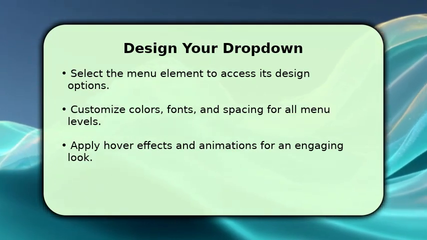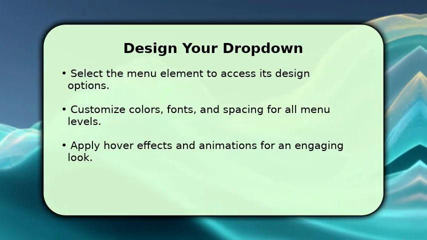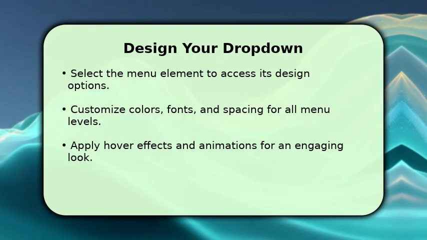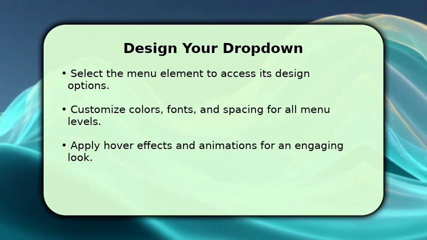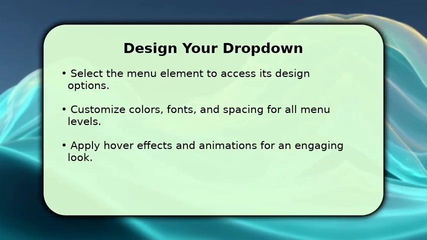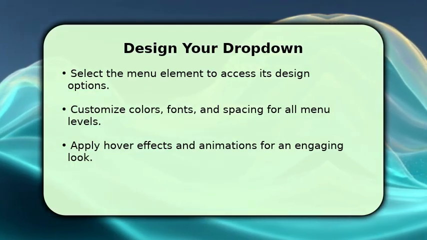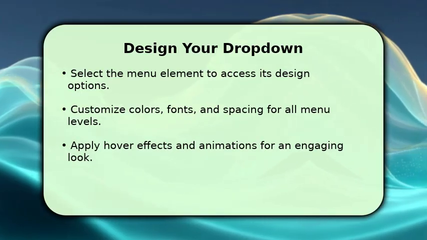Select your menu element on the canvas to open the Design panel. Here, you can customize every visual aspect, including colors, fonts, and spacing for both your main menu items and their drop-down sub-items. Experiment with different styles to match your brand.